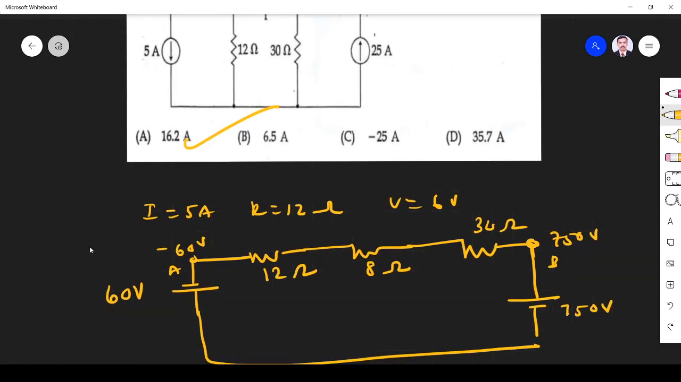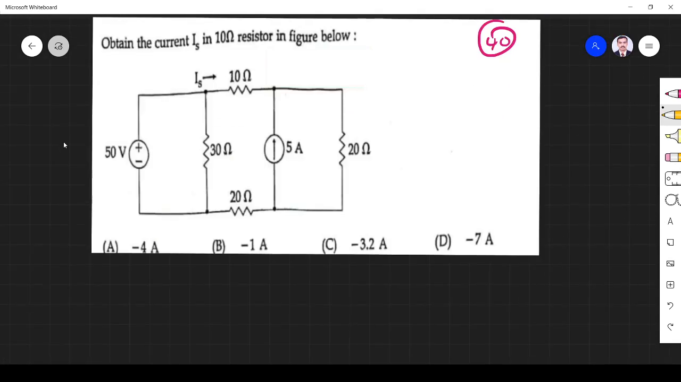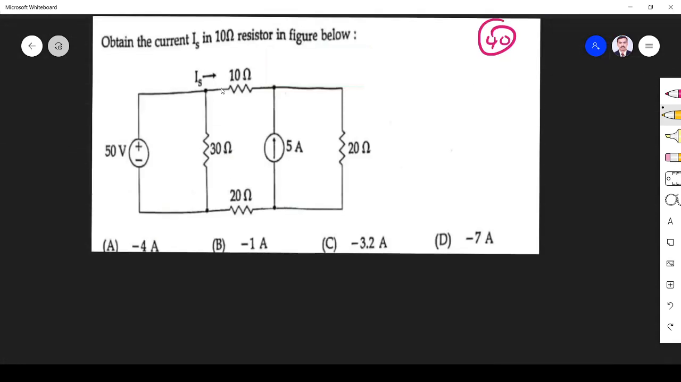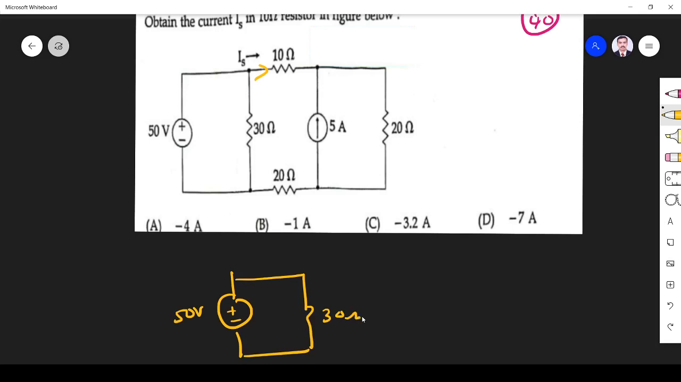Next one. Obtain the current IS in the 10 ohm resistor in the figure. So I have to find this one. Again, this current source I convert into an equivalent voltage source. I redraw the circuit. So it is 50 volt. Here no problem, this is 30 ohm, this is 10 ohm. 5 into 20, 100. Fine, so this is 20 ohm, 100 volt.